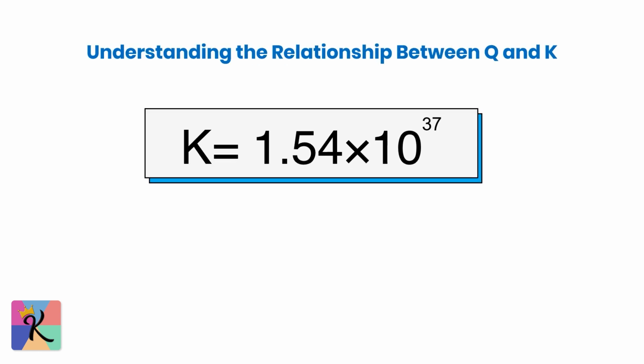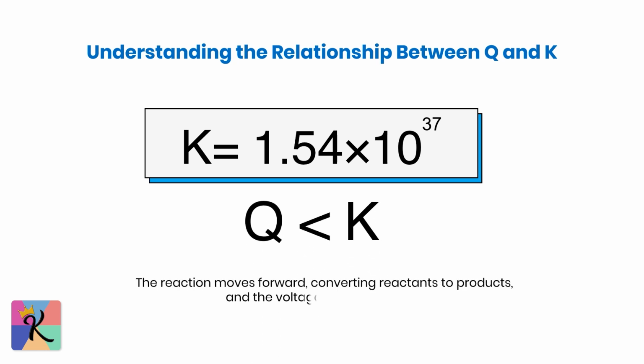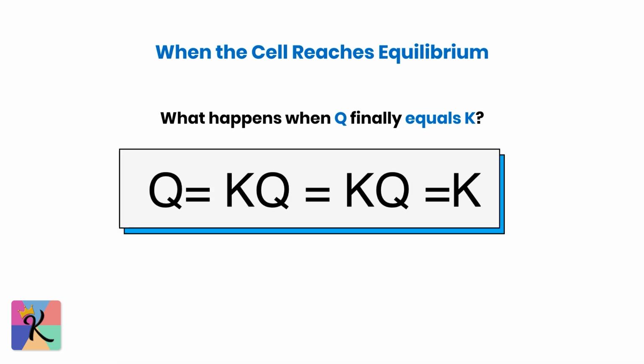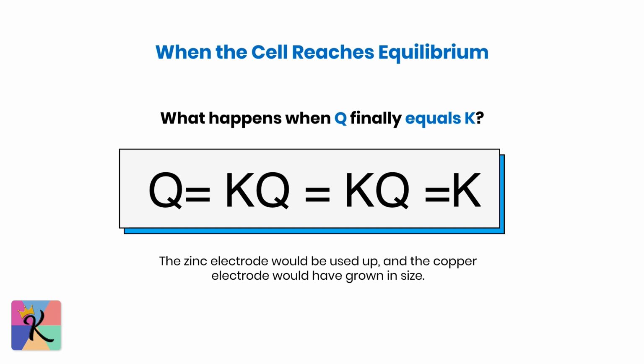Now let's compare Q to the equilibrium constant K. For this reaction, K is an enormous value, 1.54 times 10 to the 37th power. If Q is less than K, the reaction moves forward, converting reactants to products, and the voltage remains positive. But what happens when Q finally equals K? At that point, the second term in the Nernst equation equals the first term, resulting in an overall voltage of 0. The reaction stops, and the galvanic cell has reached equilibrium. The zinc electrode would be used up, and the copper electrode would have grown in size.